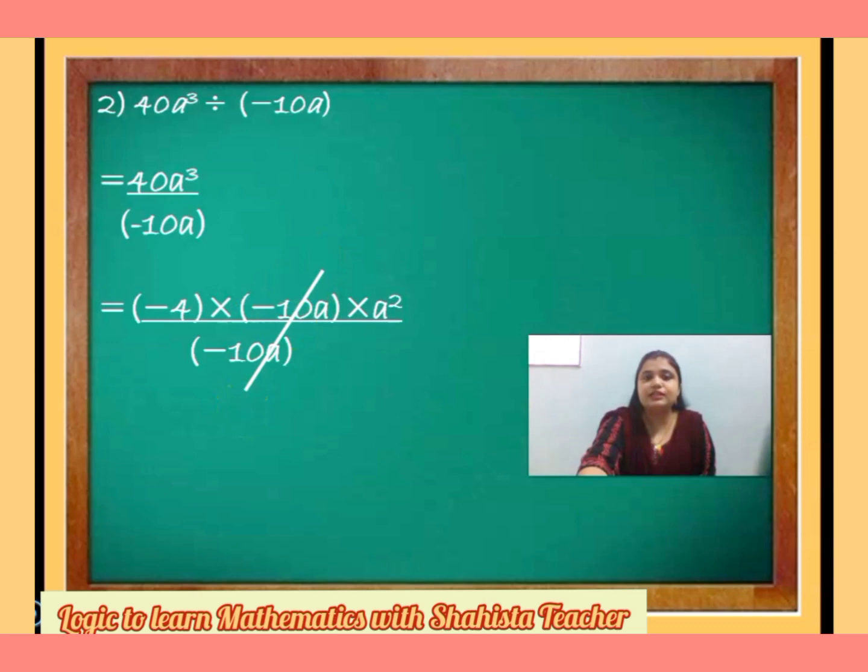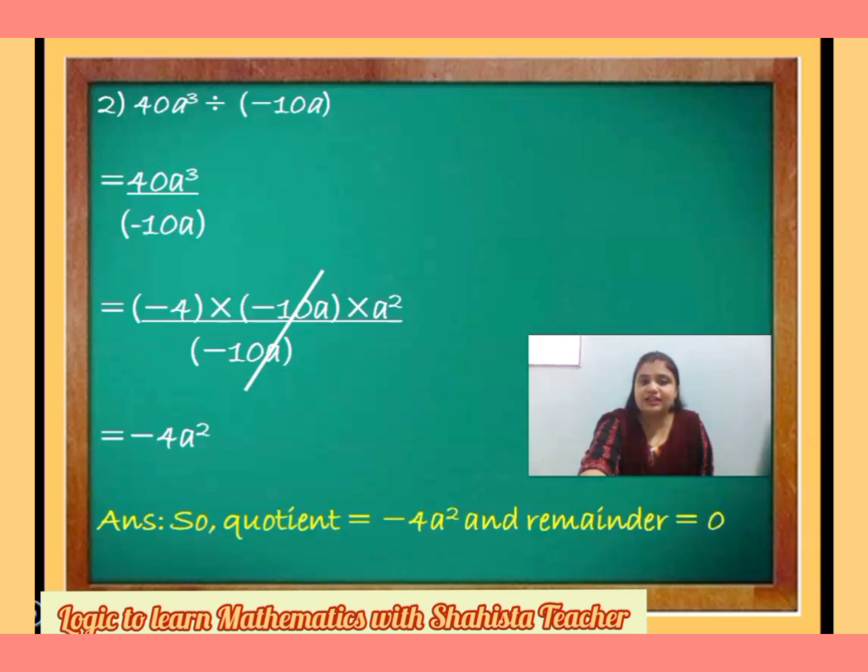After this, minus 4 multiplied by a square. That means 4 into a square is 4a square. So minus 4a square is our quotient, and the remainder is 0. So our final answer is: quotient is equal to minus 4a square and remainder is 0. In this way we have completed question number 2.